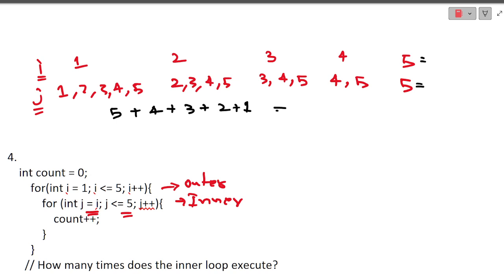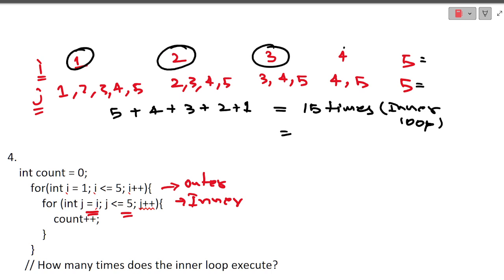So it is nothing but 15 times my inner loop is working. Inner loop is executing. What about my outer loop? Very easy. 5 times. 1, 2, 3, 4 and 5. So 5 times my outer loop is executing over here.